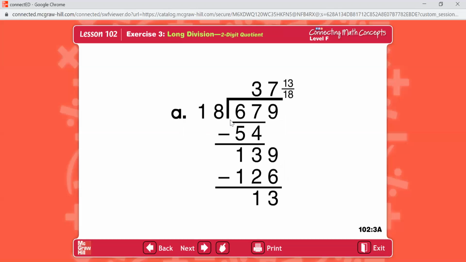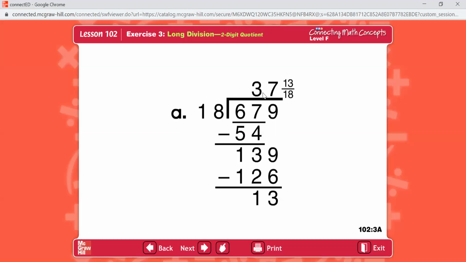The first division problem you worked is 67 divided by 18. The first digit of the answer is 3. You brought down the 9. The second division problem you worked is 139 divided by 18. The second digit of the answer is 7.